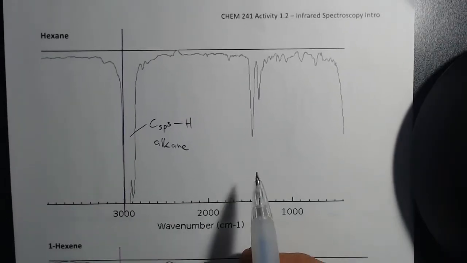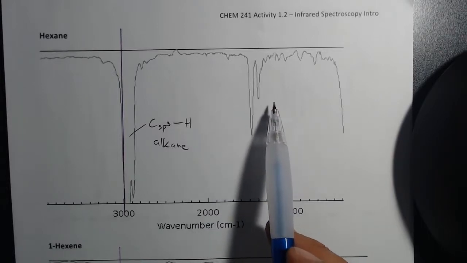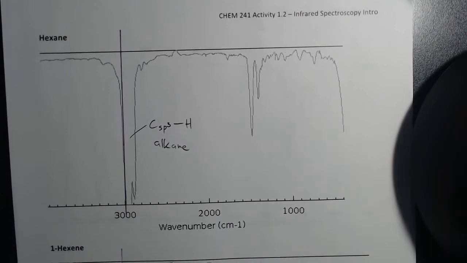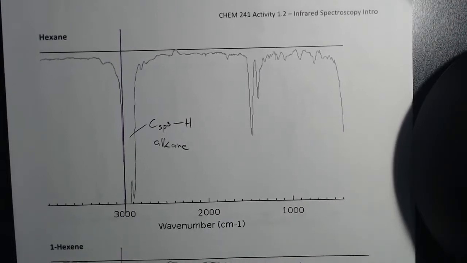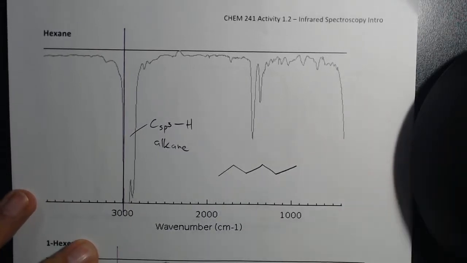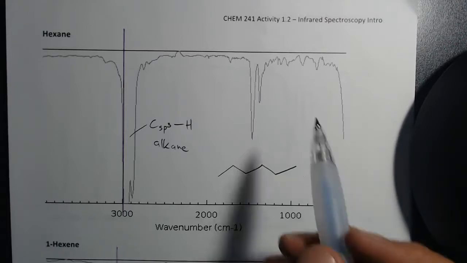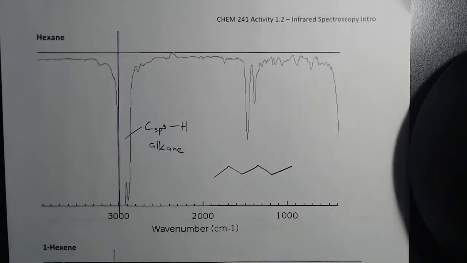And this stuff here, these are things like in-plane and out-of-plane bending. That's kind of approaching the fingerprint region. I don't care what it is, because hexane, as you probably know, is a straight chain. The only thing in there that we can really see in the IR reliably is the CH. Any carbon-carbons are going to be showing up in the fingerprint over here, so I don't even care what that is. This is the part I'm looking at.